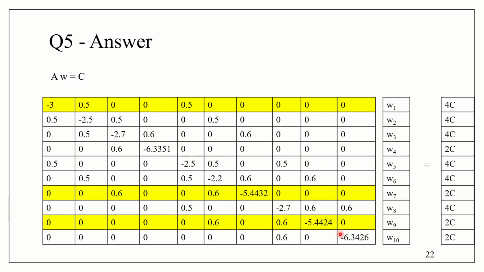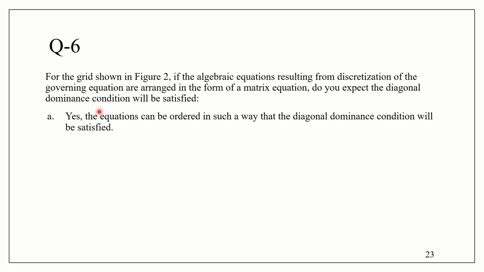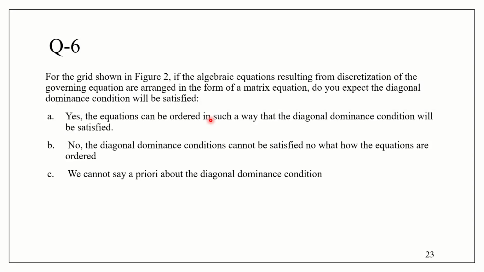Similarly, on every equation it can be found that the absolute value of the diagonal element is greater than the sum of all the other elements. So we expect the equations can be ordered in such a way that the diagonal dominance conditions will be satisfied. So the equations can be ordered in such a manner also. So option A is the right answer.